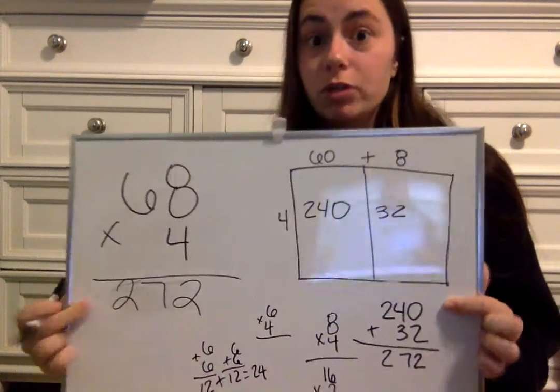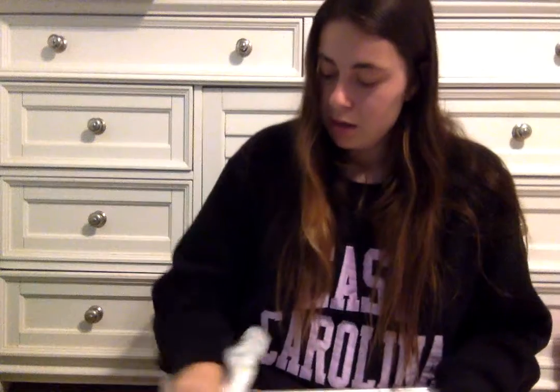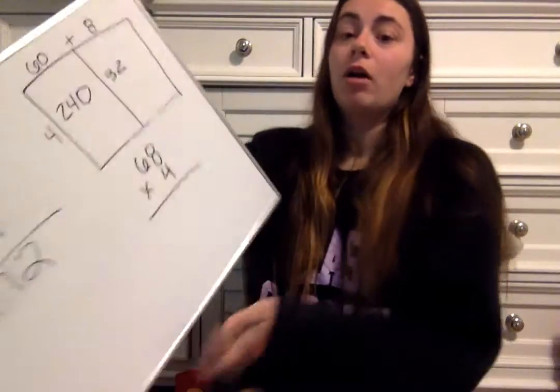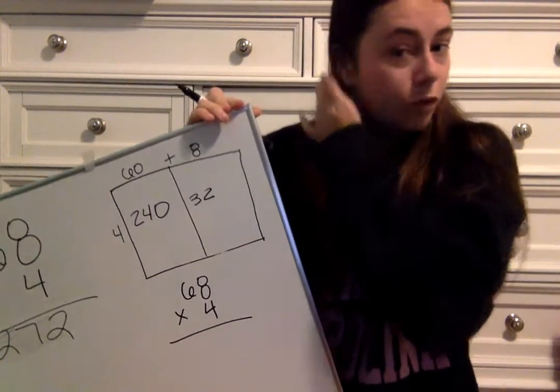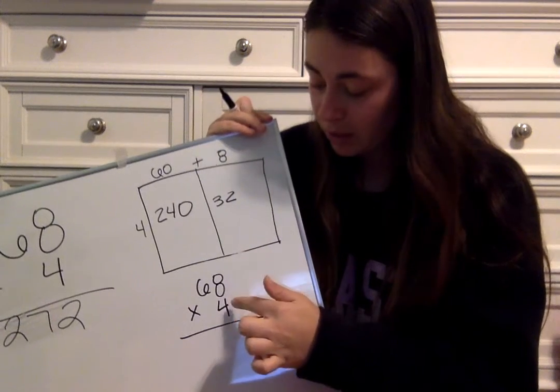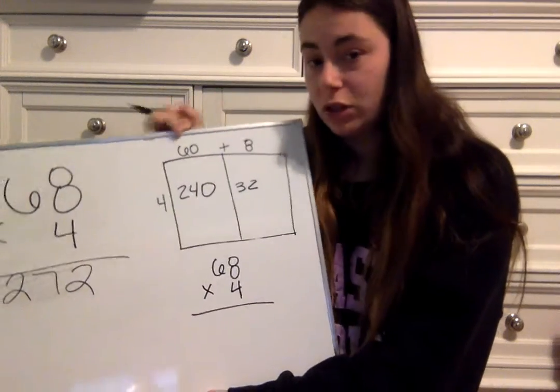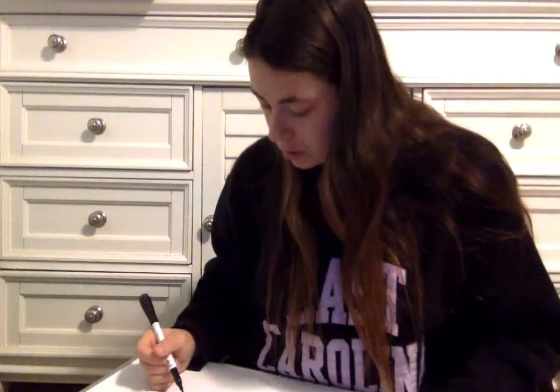So now I will do the standard algorithm. I'm going to just erase some of my work down here, but keep this part up so that way you guys can see. So, my problem is 68 times 4. Now remember, when we work with the standard algorithm, we multiply the ones by the ones and then the ones by the tens digit. So 8 times 4, we already know, is 32. So I'm going to write down 2. And then I'm going to carry my 3.